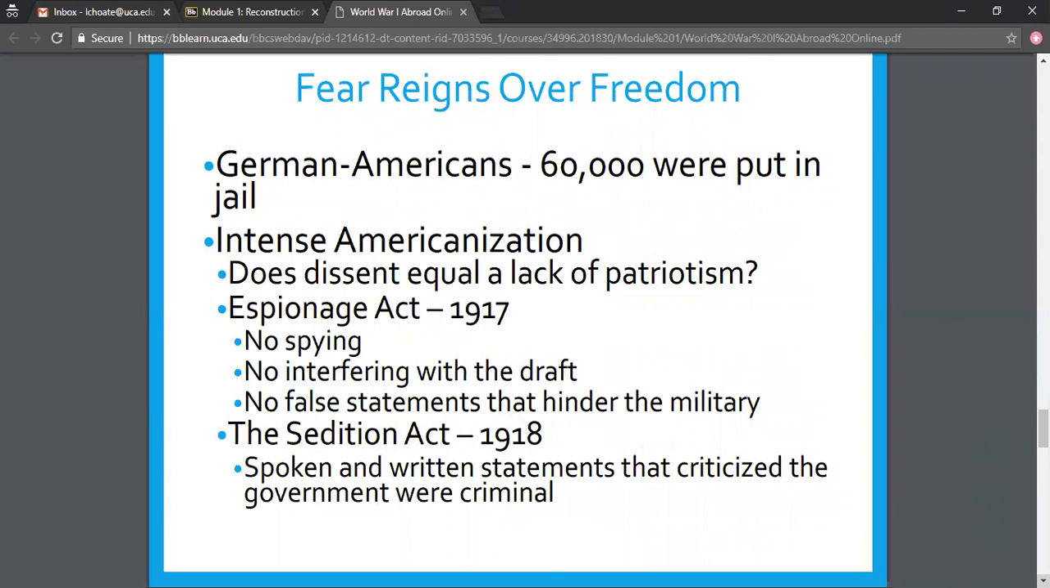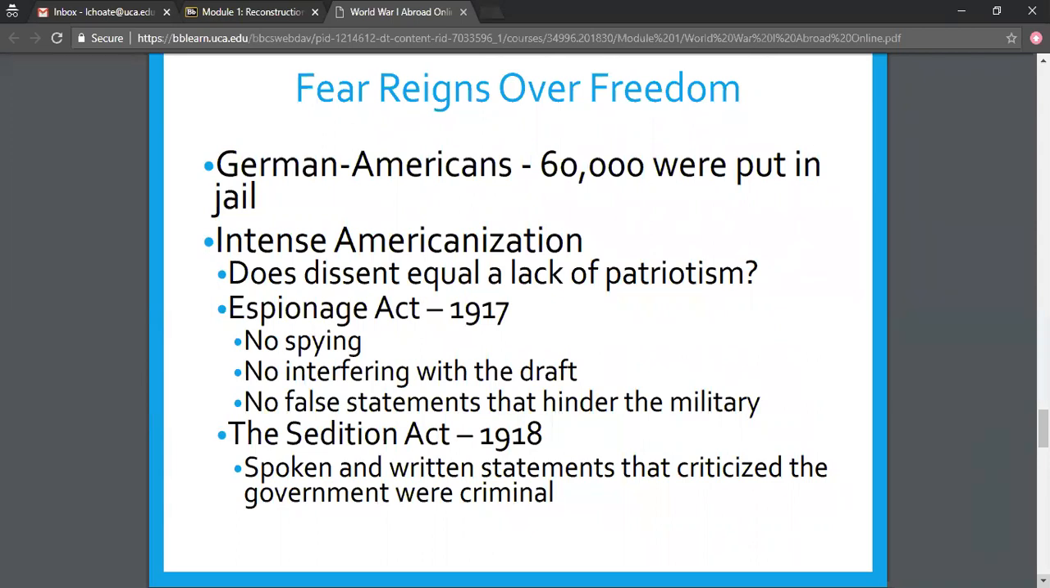Two of the acts that lead to this dangerous time are the Espionage Act of 1917 and the Sedition Act of 1918. The Espionage Act says that there should be no spying and no interfering with the draft, which are pretty reasonable laws to make. But that third component of the Espionage Act, no false statements that hinder the military, was very subjective. And what it really meant, the way it was implemented, was that anybody who publicly stated that they were against the war was in violation of the Espionage Act. They weren't allowed to say that they didn't agree with the war effort.